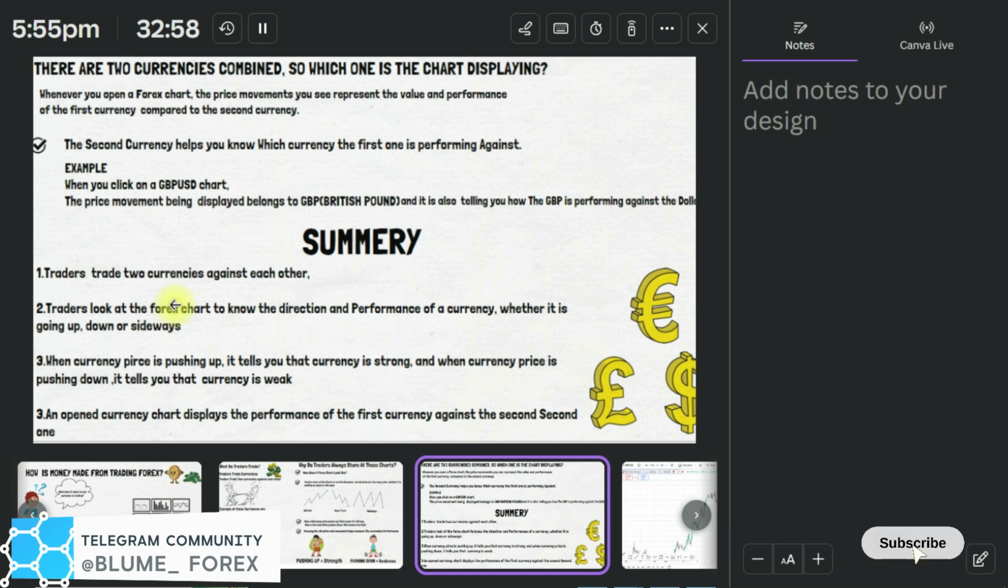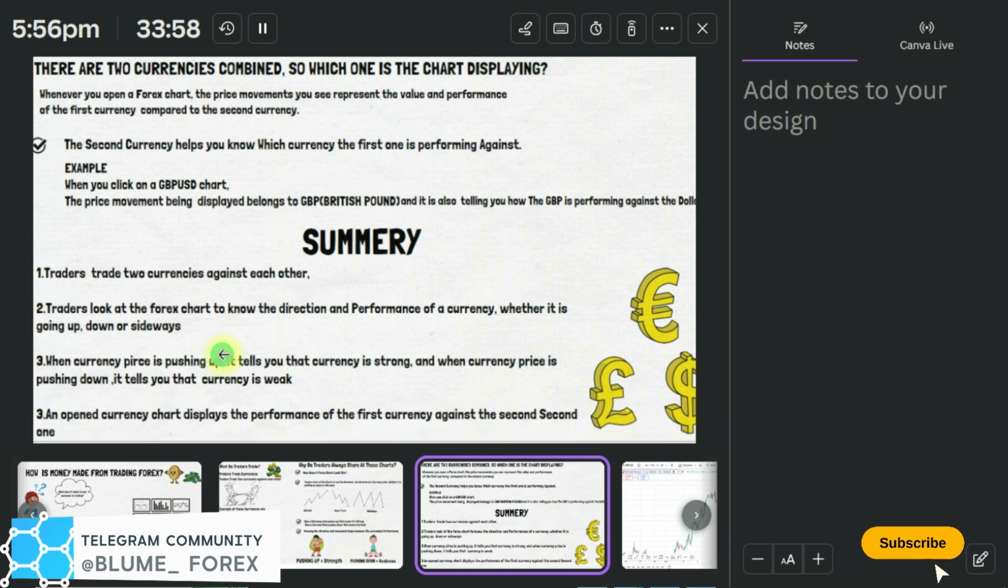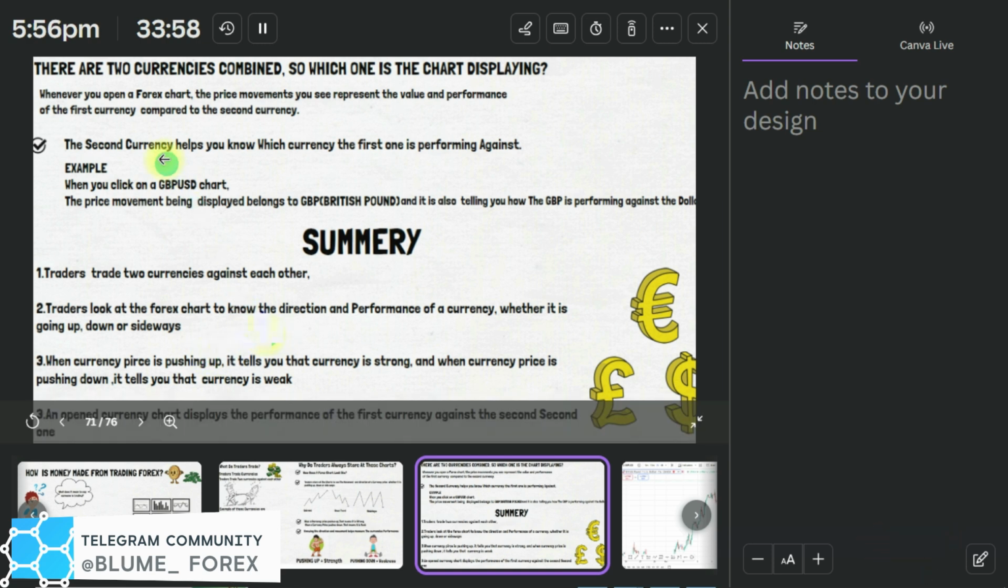We look at the chart to know whether a currency is performing better against another currency, and then we know what to do. When a currency is pushing up, it tells you that the currency is strong, and when the price is pushing down, it tells you that the currency is weak. So right now, if you open the forex chart, you know what you are looking at. You know that this thing is pushing up because what?